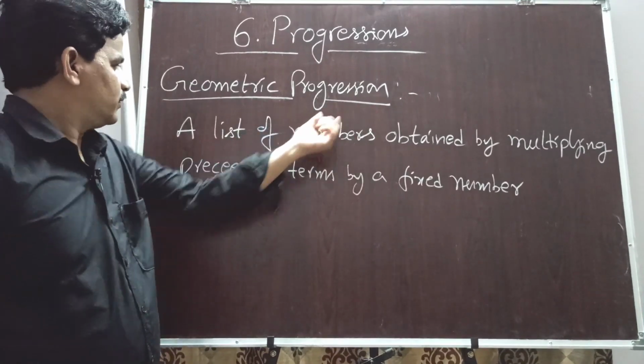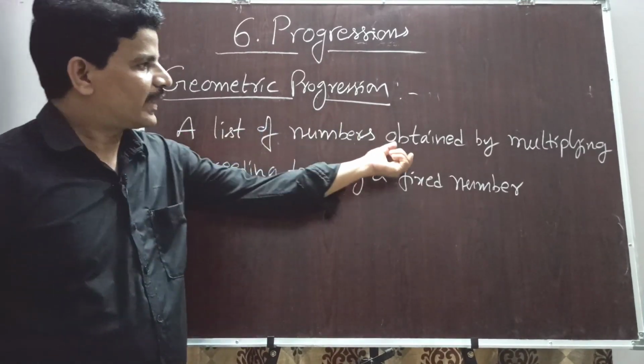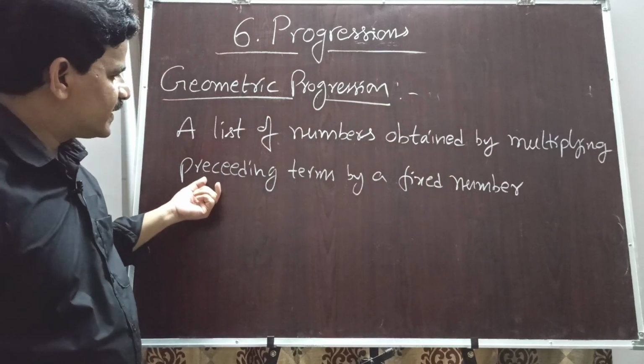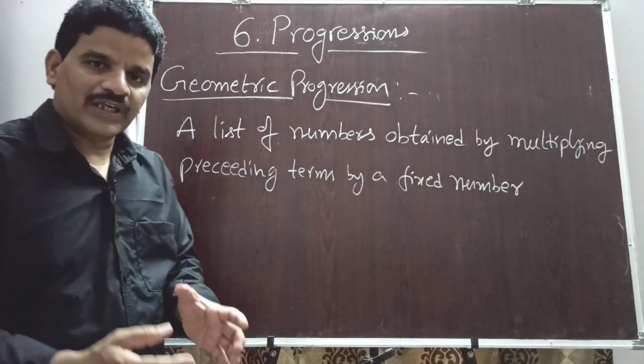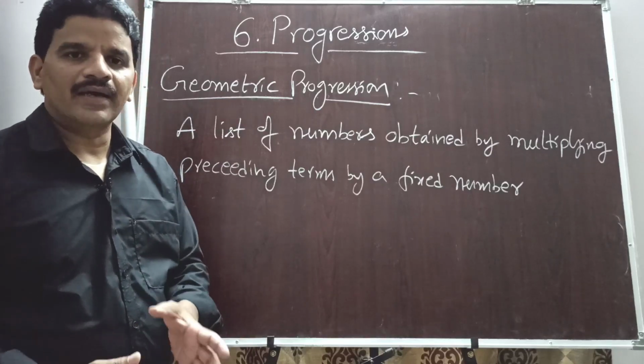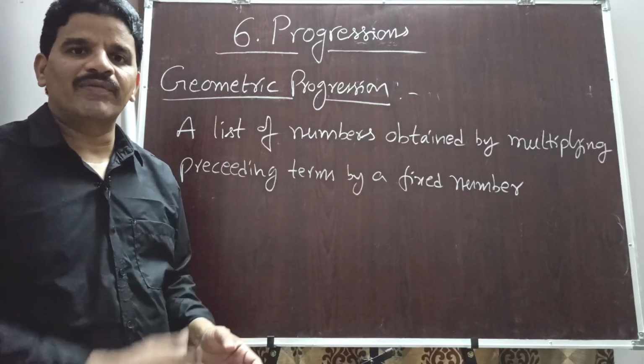Geometric progression: a list of numbers obtained by multiplying preceding terms by a fixed number. In arithmetic progression, each term is obtained by adding or subtracting a fixed number to the previous terms.